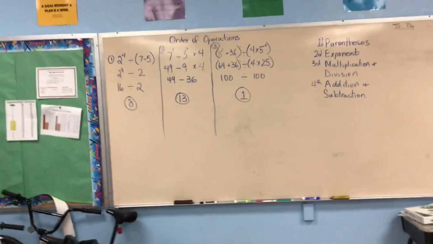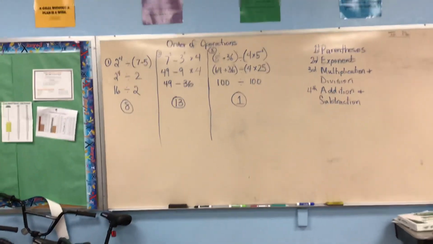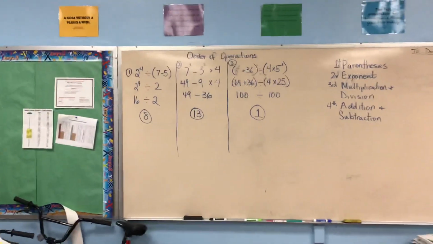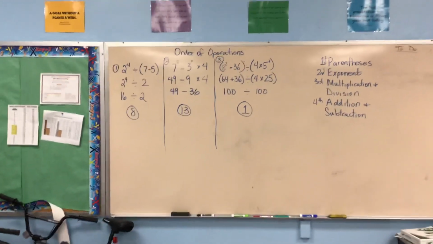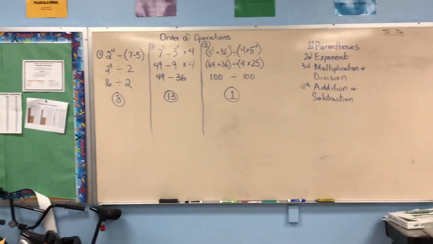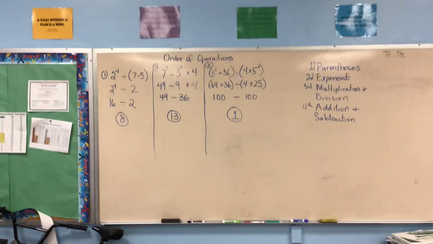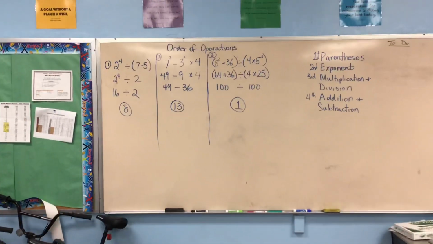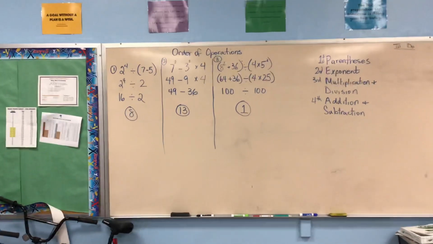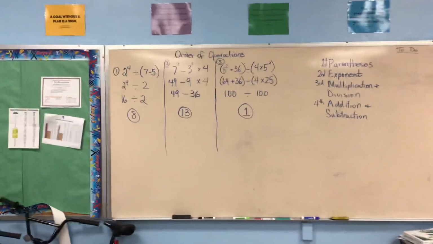Number 1, we have 2 to the 4th power divided by parentheses 7 minus 5. Now in this case, 7 minus 5 is in parentheses. So I deal with that first. Really hard math here. 7 minus 5 equals 2. Then from there I have 2 to the 4th power divided by 2.